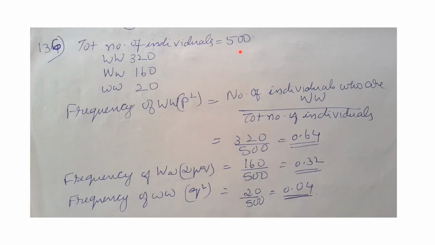So total number of individuals is 500. Capital W capital W is 320, capital W small w is 160, and small w small w is 20. All this is given in your question. Then frequency of WW, that is p square, is number of individuals who are WW by total number of individuals, that is 320 divided by 500, that is 0.64. Then frequency of capital W small w, that is 2pq, is 160 divided by 500, that is 0.32, and frequency of q square, that is small w small w, is 20 by 500, that is 0.04.